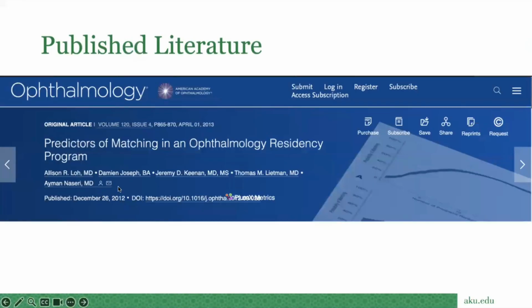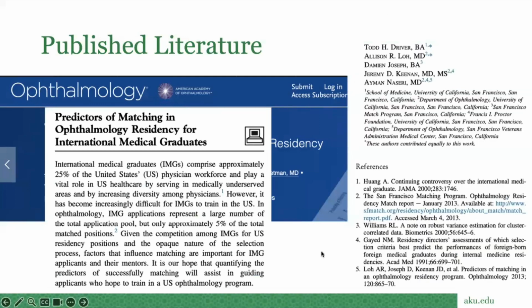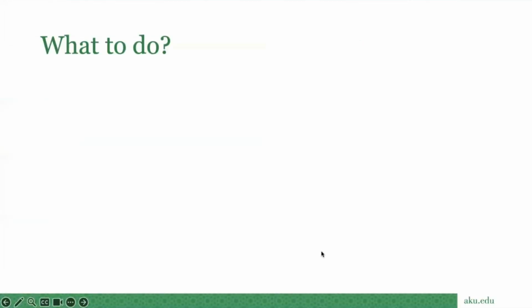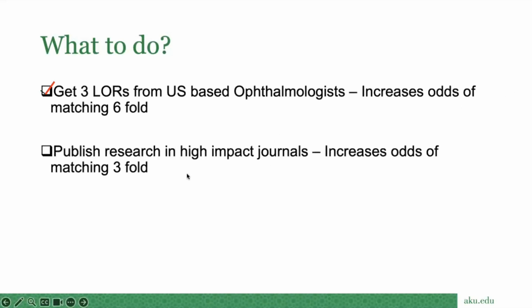This was another excellent article published in Ophthalmology journal by the American Academy of Ophthalmology, Predictors of Matching in Ophthalmology Residency Program. You can read up this article, look it up. It has a lot of detail, and some of that detail I have mentioned here. So this article mentions you need to get 3 LORs from US-based ophthalmologists. It increases your chances of matching sixfold.